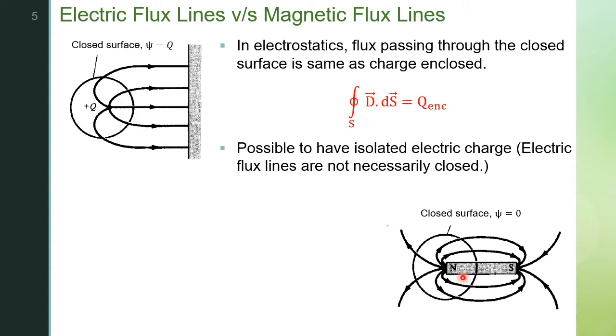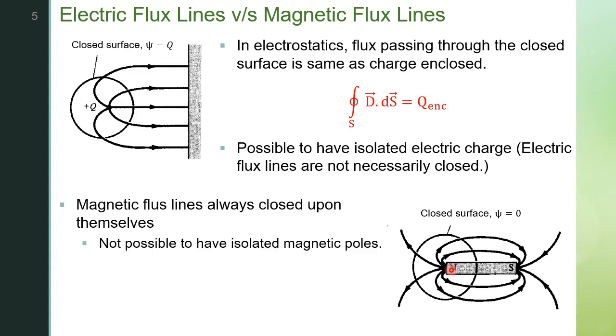For a bar magnet, the direction of the magnetic field lines is from the North Pole, ending at the South Pole. Actually, in the interior path, they return from south to north. That is, the magnetic field lines always form a closed path.